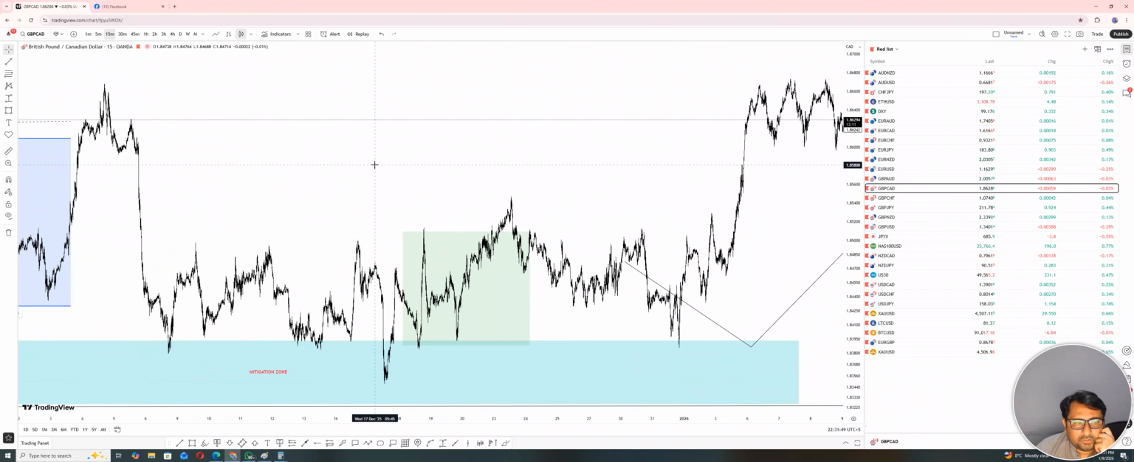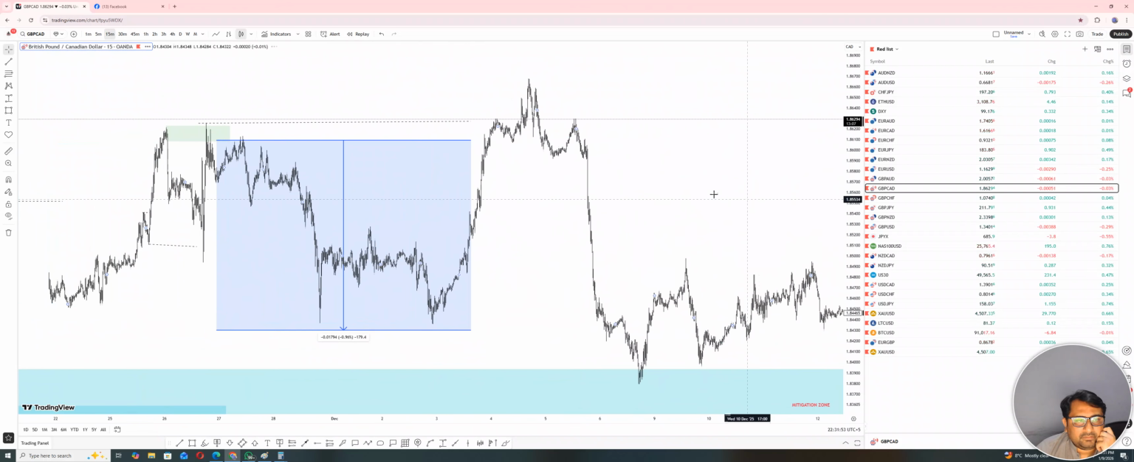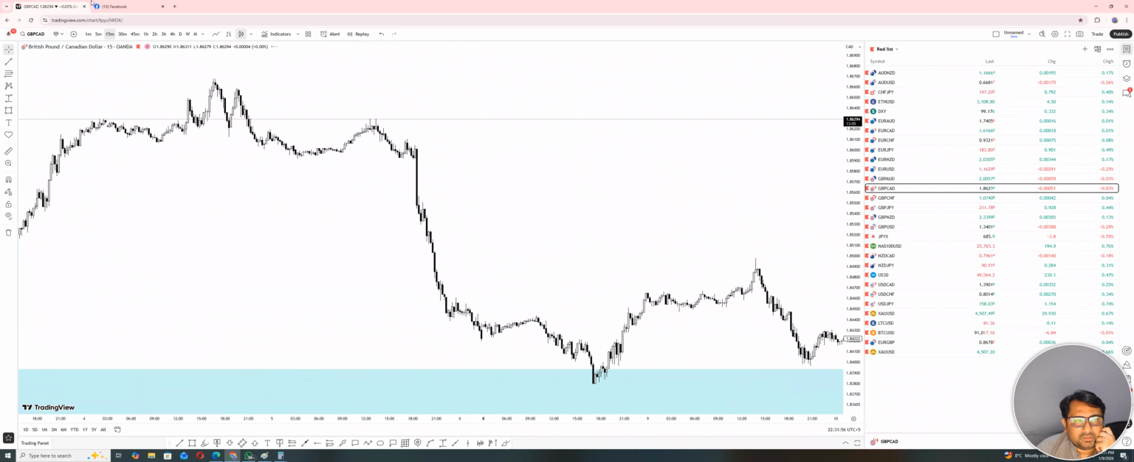First of all, yes, now you have a break of structure on this area. You can see this is your break of structure, and this is your break of structure shift. Now you can see the market retest this order block and the market drops because we have an H4 order block as our target.